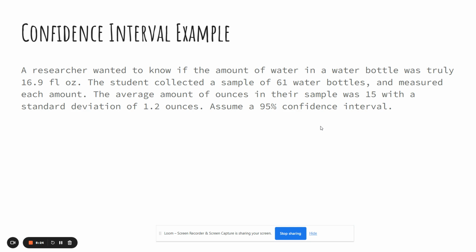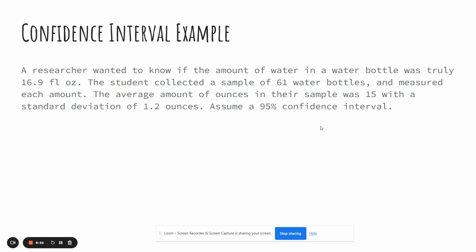A researcher wanted to know if the amount of water in a water bottle was truly 16.9 fluid ounces. If you've got a water on your desk, just look. That's what it should be if it's a normal bottle. It's a Smartwater, so I think it's probably bigger than that. The student collected a sample of 61 water bottles and measured the water in each bottle. The average amount in our sample was 15 fluid ounces with a standard deviation of 1.2.